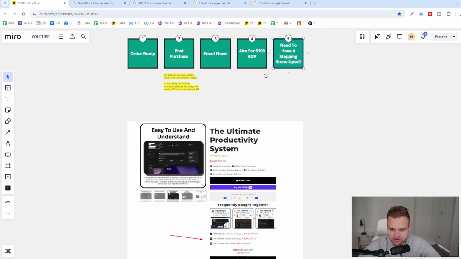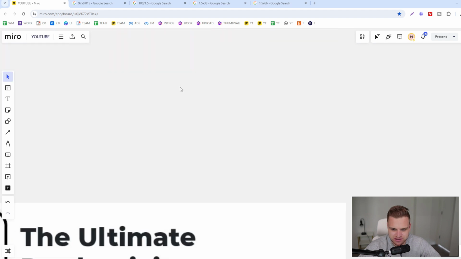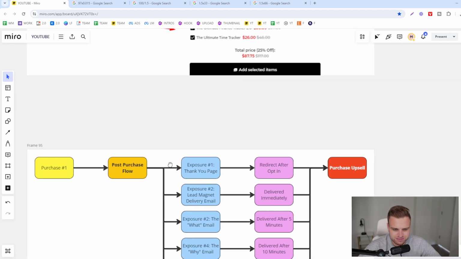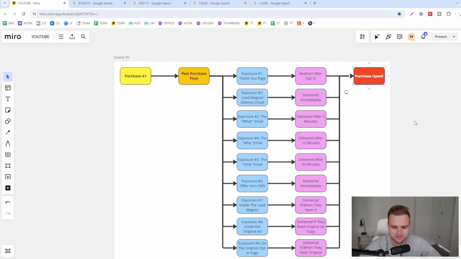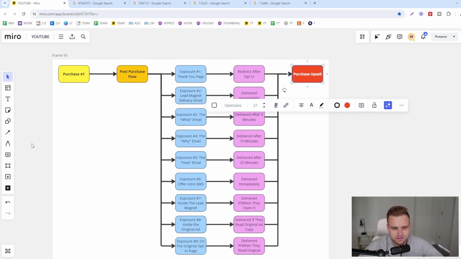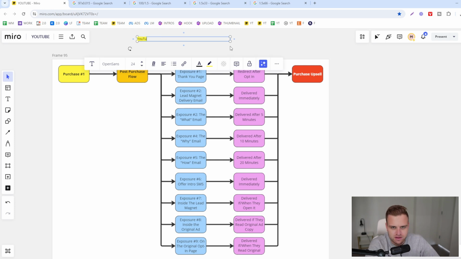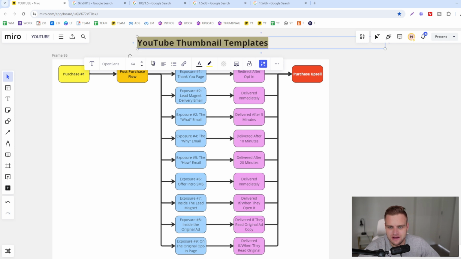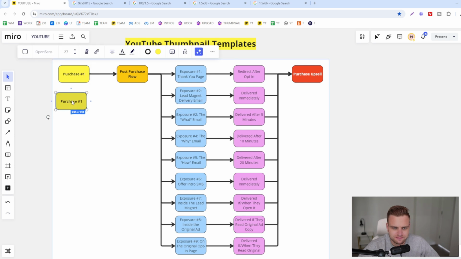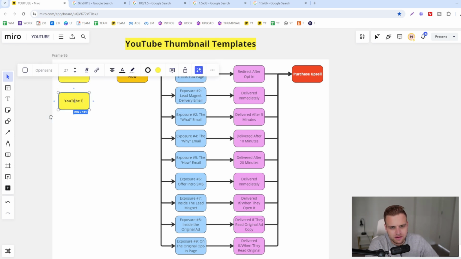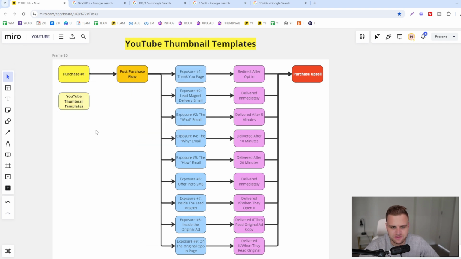And then the next thing I want to talk about is a stepping stone upsell. I call it a stepping stone upsell, no real thought behind it. I just started calling it that once, and I called it that forever. So let's go back and say these YouTube thumbnail templates are the paid product. Let's put that down here, and let's make it a little lighter to differentiate a little bit.